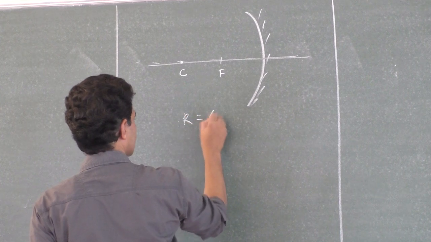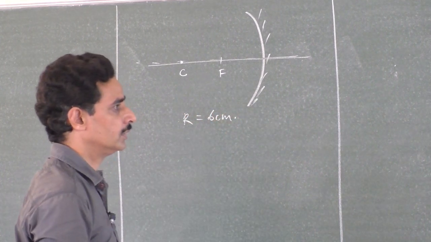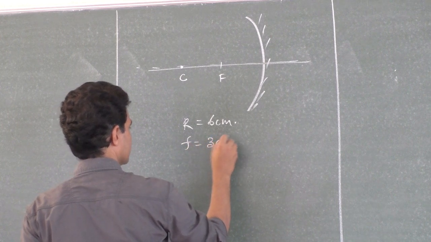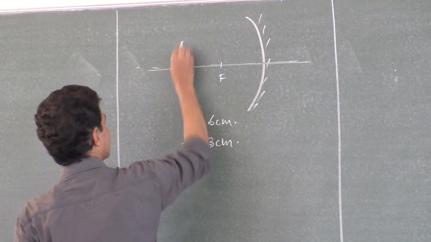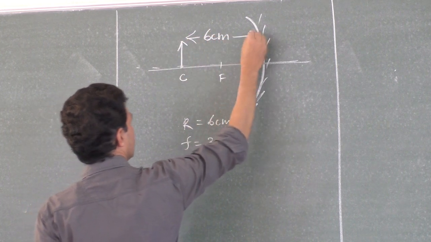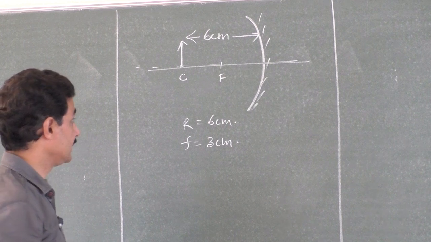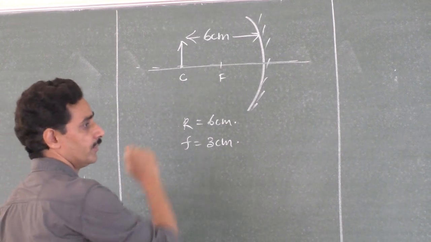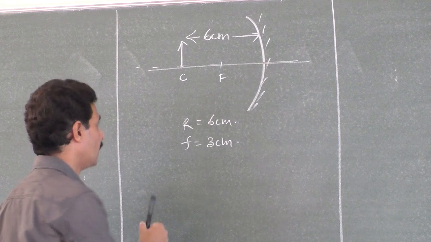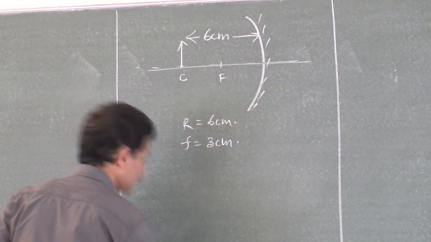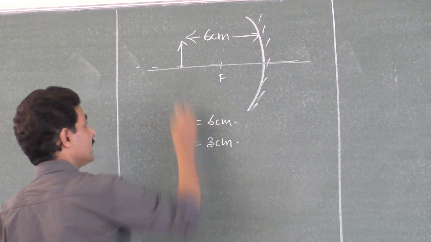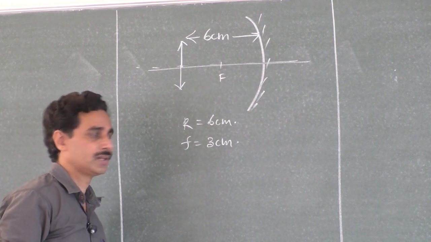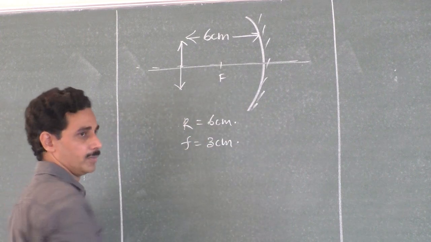So they say R is 6 centimeters, a concave mirror of radius 6 centimeters, and the object is kept at 6 centimeters. So focal length is 3 centimeters. Okay, and the object is kept exactly at the center because it is 6. That is what they say, right? Find the position, nature and magnification of the final image. Of course, you know, when the object is kept at C for a concave mirror, it is the only case which produces a real image of the same size. So the image is also formed at C, same sized but real, on the same side as the object. Image is formed here only.